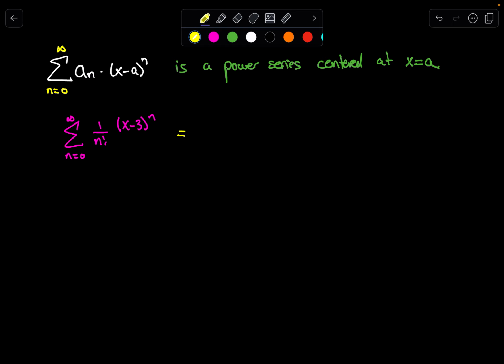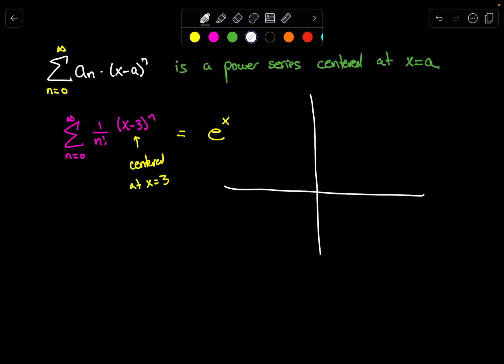This is still the approximation for e to the x. It's still the power series for e to the x, but it's what we call centered at x is equal to 3. And what that means, roughly speaking, I'll just do a small sketch of kind of what this means.